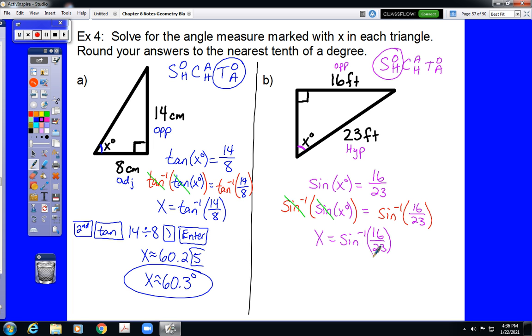We're going to type that into our calculator, second sine, and put in 16 divided by 23, which gives us 44.07. The 7 tells us to round the 0 up, meaning our answer should be 44.1 degrees. Now there are 2 more examples of this, so again you should pause the video and try the other 2 examples on your own, and then resume the video to see how you did.